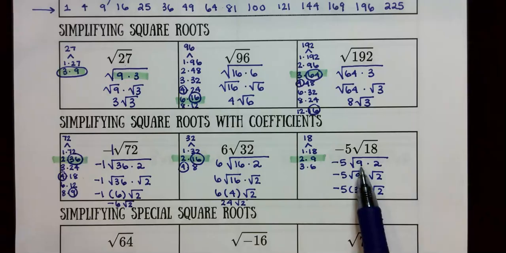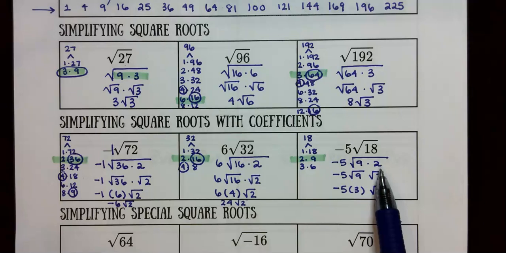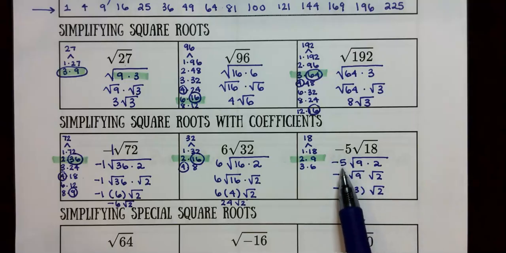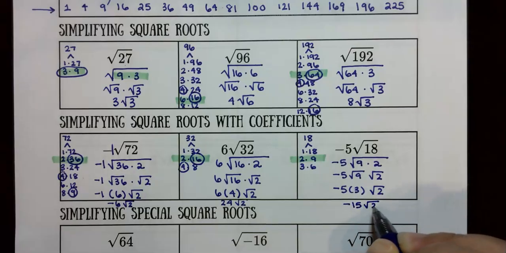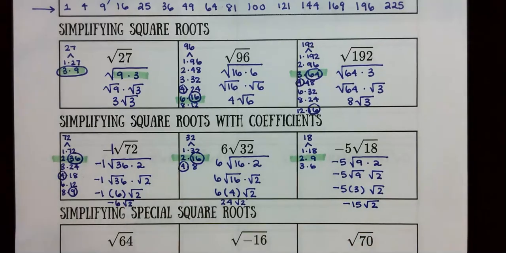So I'm going to start off with 9 and then the 2 underneath the square root. We're going to split it into the square root of 9, the square root of 2. And notice that we're bringing down this -5. And once you take the square root of 9 and get 3, then we get to multiply -5 and 3 because they're the numbers on the outside, which gives us -15 square root of 2. There you go. So we're going to go ahead and pause right here.